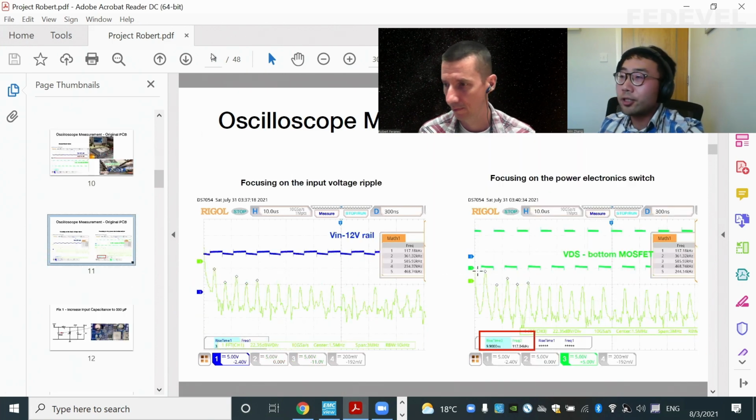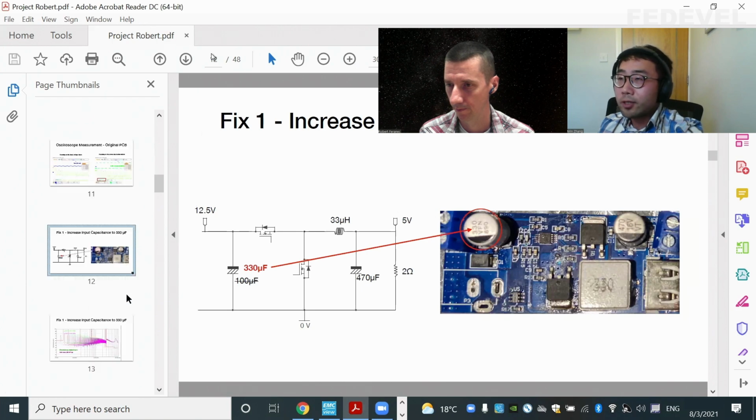these are just the details of this. I also used the oscilloscope to do the FFT, and I found the switching frequency, the same as the MOSFET. So the first fix is that they are using 100 microfarad capacitance. I'm going to increase that to 330 microfarads, just to see the impact on the EMI, EMC noise spectrum. So I replaced the original one and put 330 microfarads on the input.